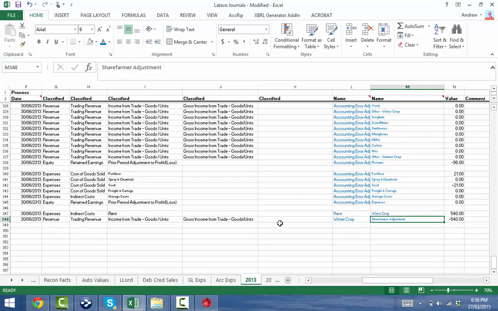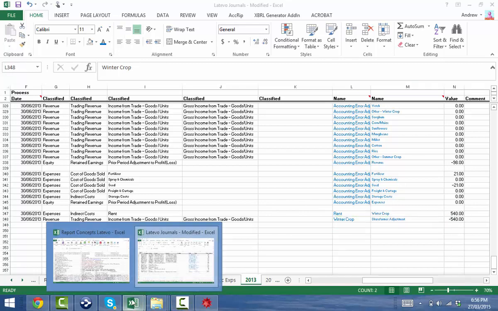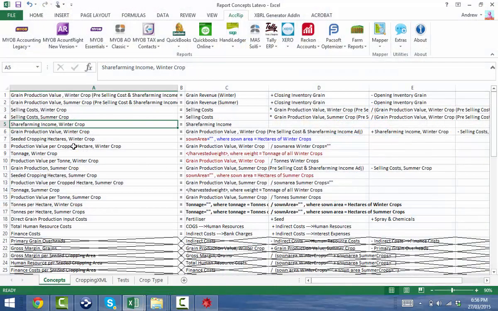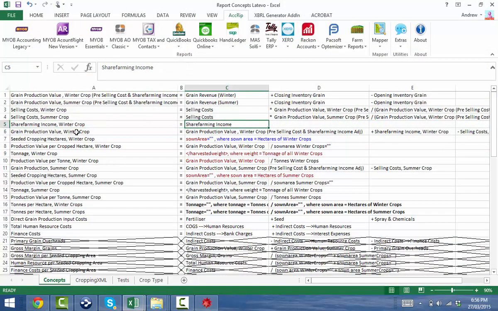Debiting rent, which is rent on the winter crop, and crediting a new line item which will be in your goods and units, winter crop, named winter crop share farmer adjustment. If you look for that constant name, it can only get in there via way of an auto journal, so it's only ever going to come in with this exact name set, that's where you'll find it. So you know what the share farming income is.